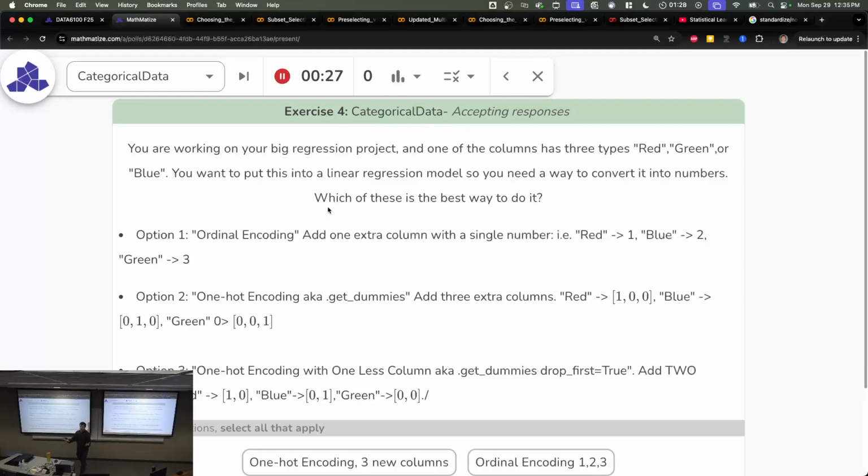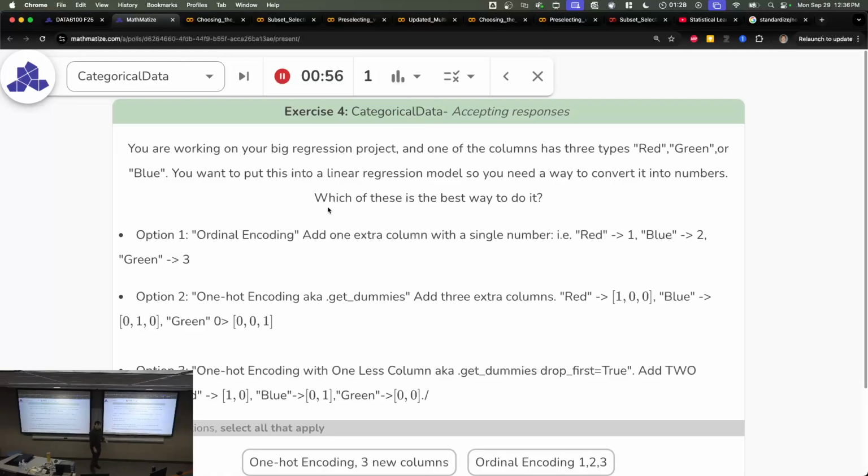Linear regression works by multiplying by a slope. You cannot multiply red by a slope. You can multiply a number by a slope. And so here is an example. You have red, green, and blue, and here are 3 different ways you can put it into your linear regression model, either as so-called ordinal encoding, so you assign the numbers 1, 2, 3 to red, green, and blue, or one-hot encoding, where you make columns. You make a column for are you red, are you blue, or are you green, and red is a 1 in the column are you red, and 0 in the others, and so on.